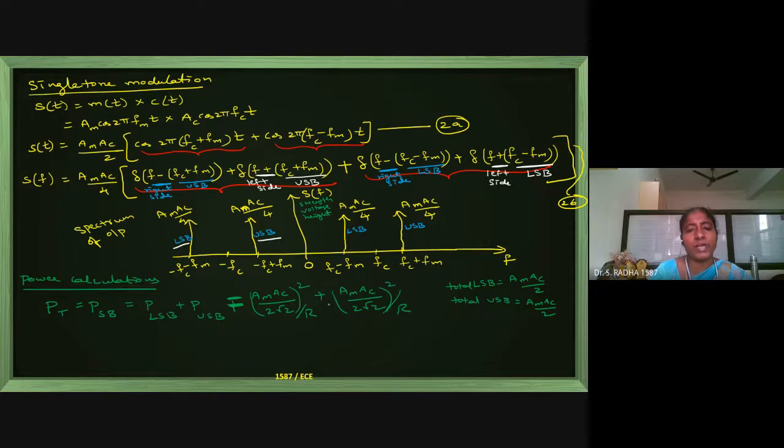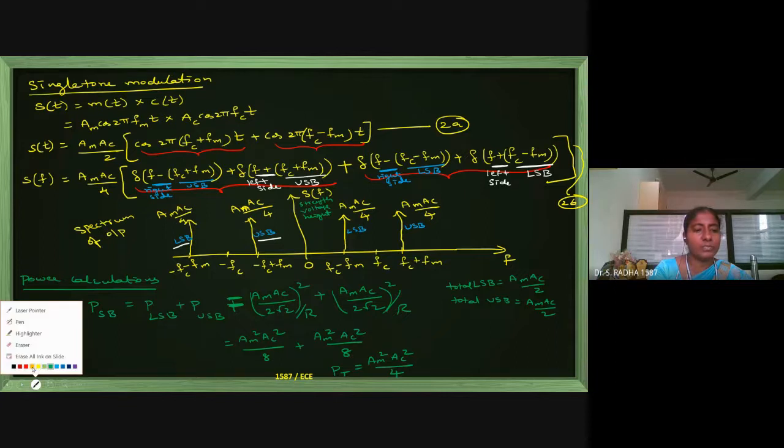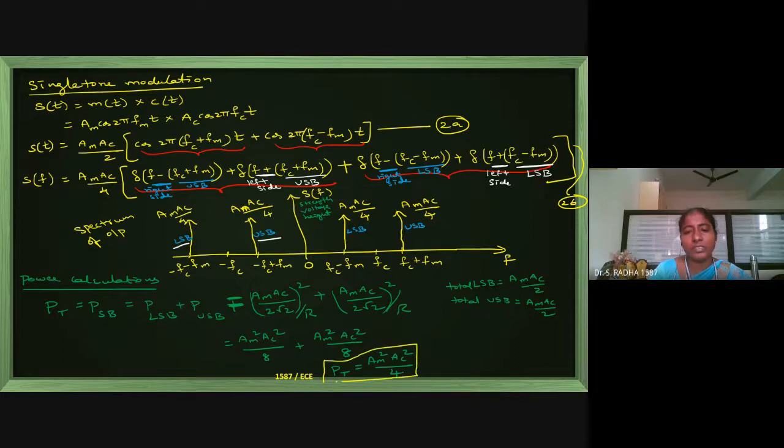If I take R value 1, it is Am square Ac square divided by 4 into 2, which is 8, plus Am square Ac square divided by 8. So finally, the total power is Am square Ac square divided by 4. In the case of DSBSC, the total power is nothing but Am square Ac square divided by 4. Carrier is suppressed.